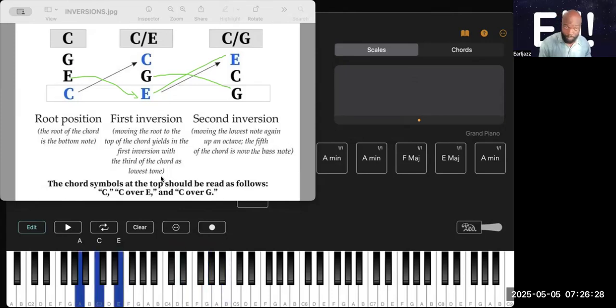A minor, first inversion. I'm waiting for you to do it. If you did this, all right. Let's go to second inversion. I'm waiting for you to do it. You did this, all right.